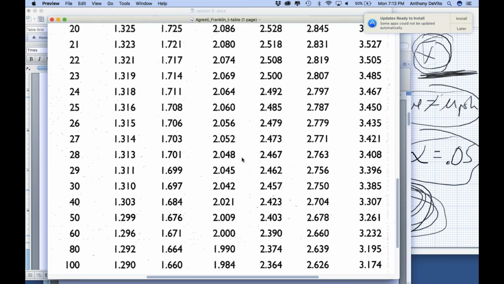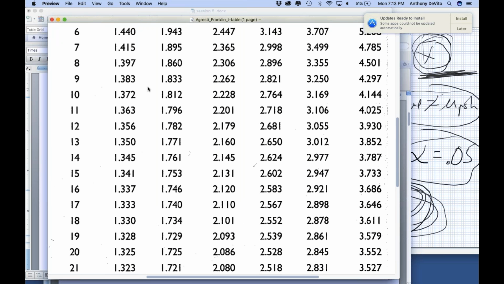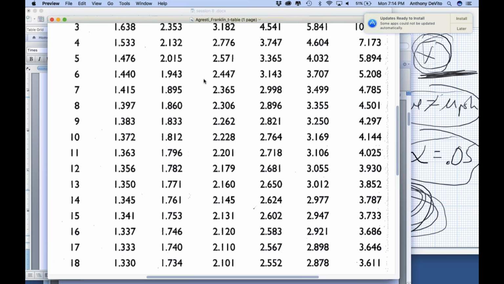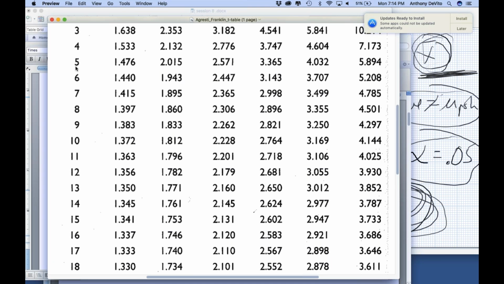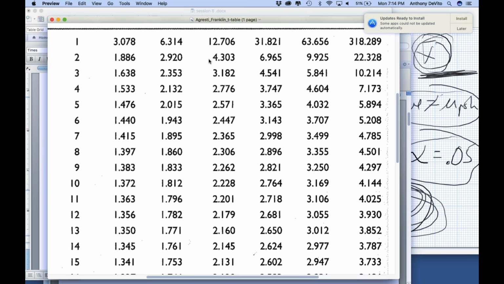Well, how about if the sample size was 10, 9 degrees of freedom? Do I still exceed it? Yeah, I do, right? Still, 2.5. Well, how about if the sample size were 6, 5 degrees of freedom? Well, no, now I don't exceed it. Now I would have had to have this extreme of a value for the test statistic t in order to reject the null hypothesis. Okay?